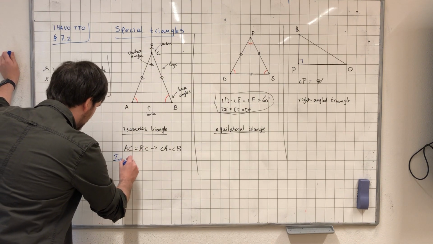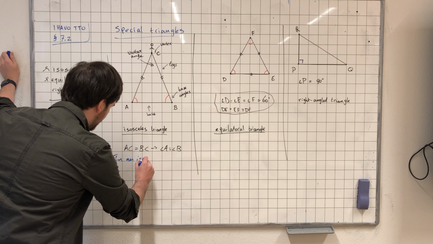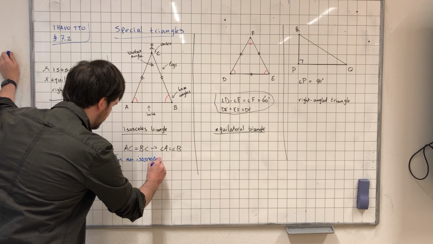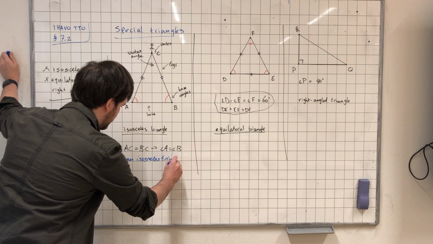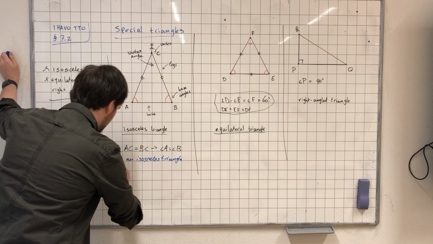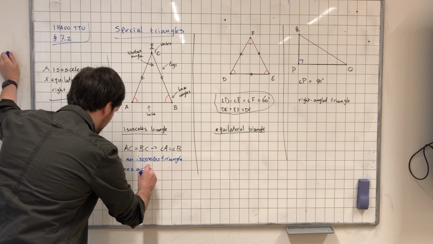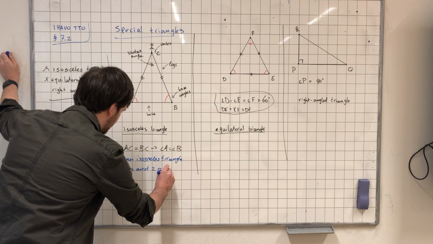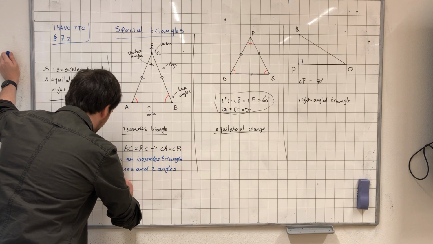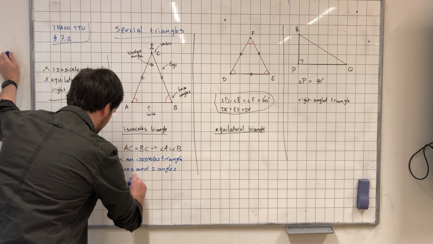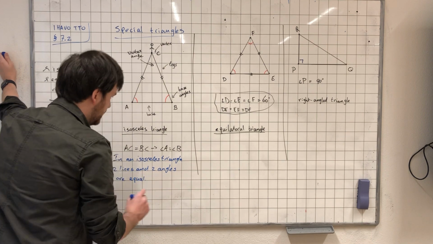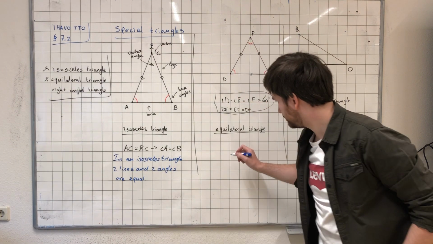In an isosceles triangle, two lines and two angles are equal. Make sure that you write this down.